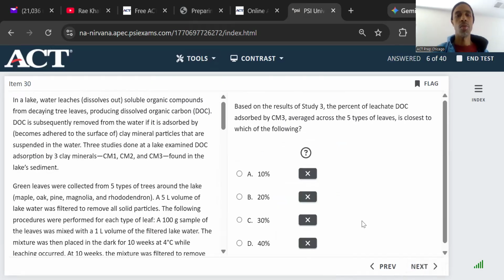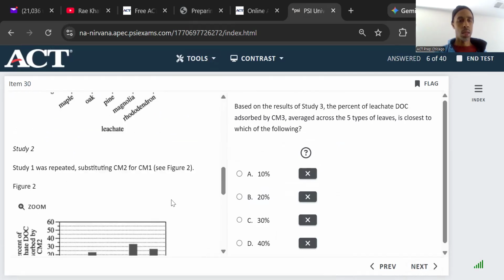Okay, answer eliminator is kind of cool. I don't necessarily need it, but it helps. As we're going over these, you can watch. Okay, based on the results of study 3, the percent of Leachate DLC absorbed by CM3 averaged across the 5 types of leaves is close to which of the following?